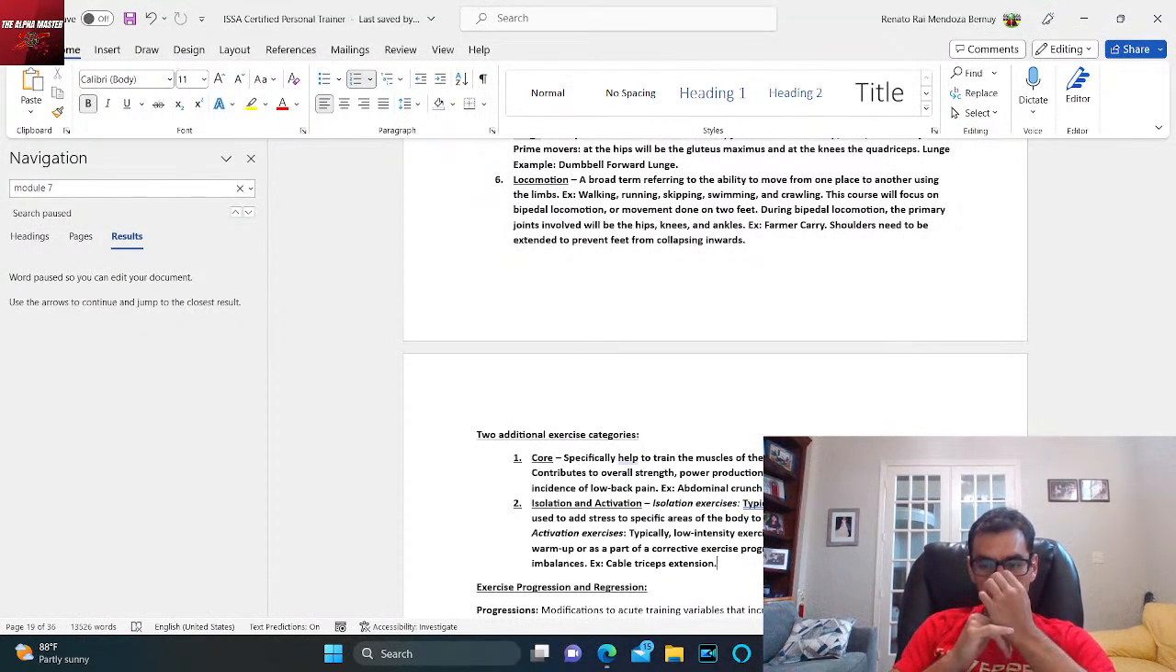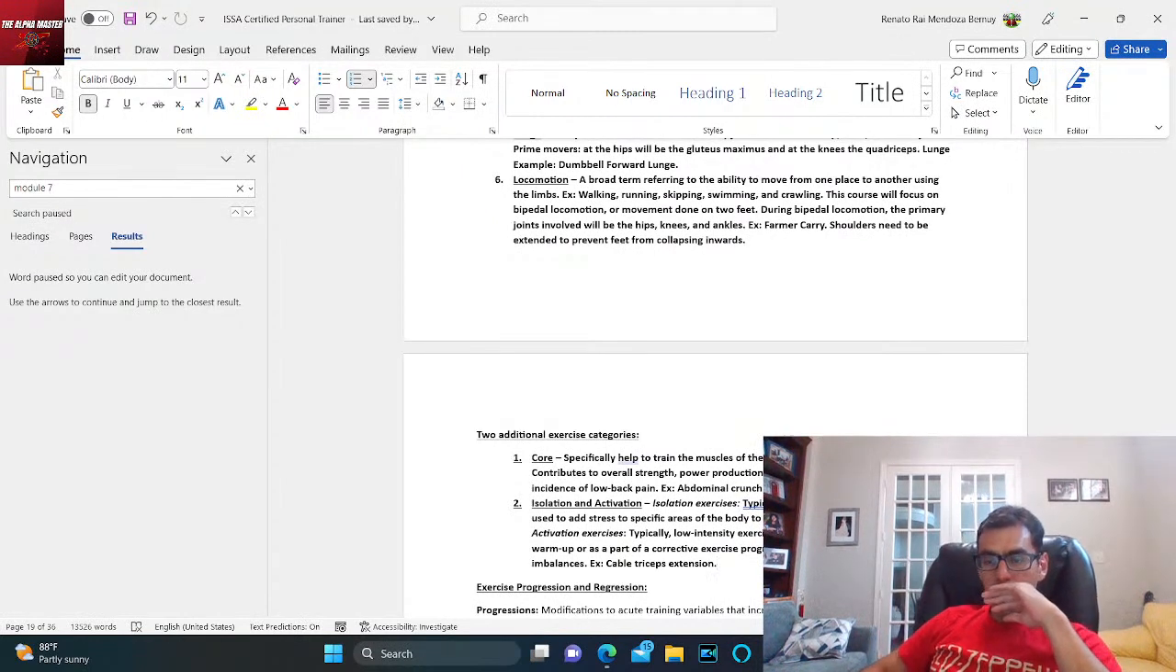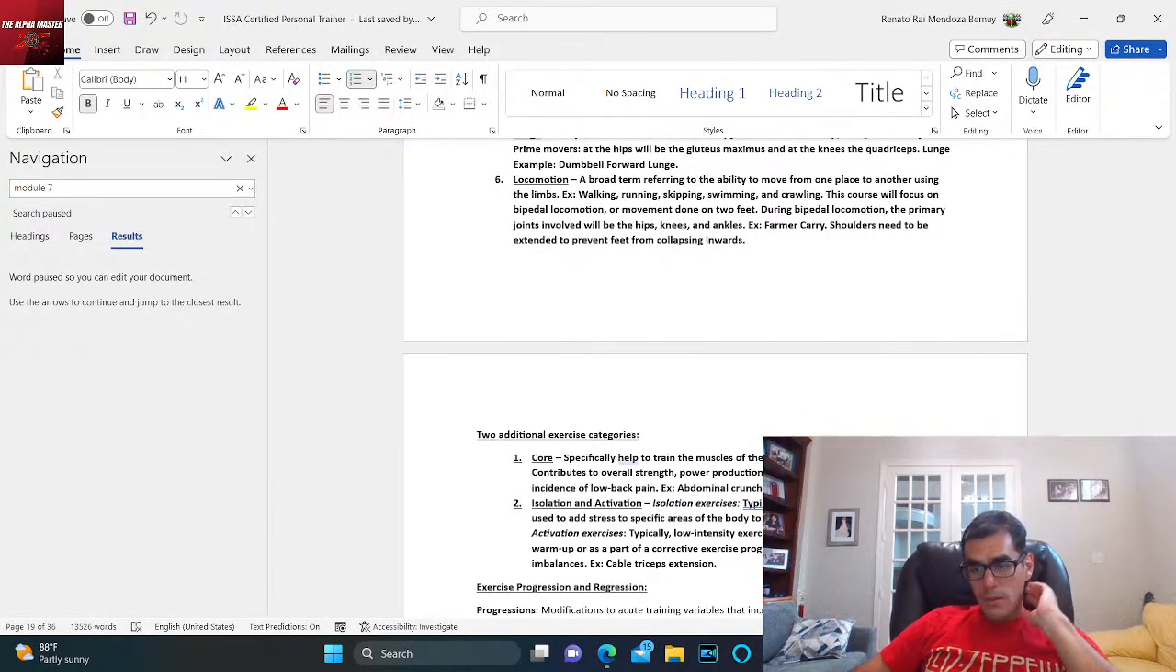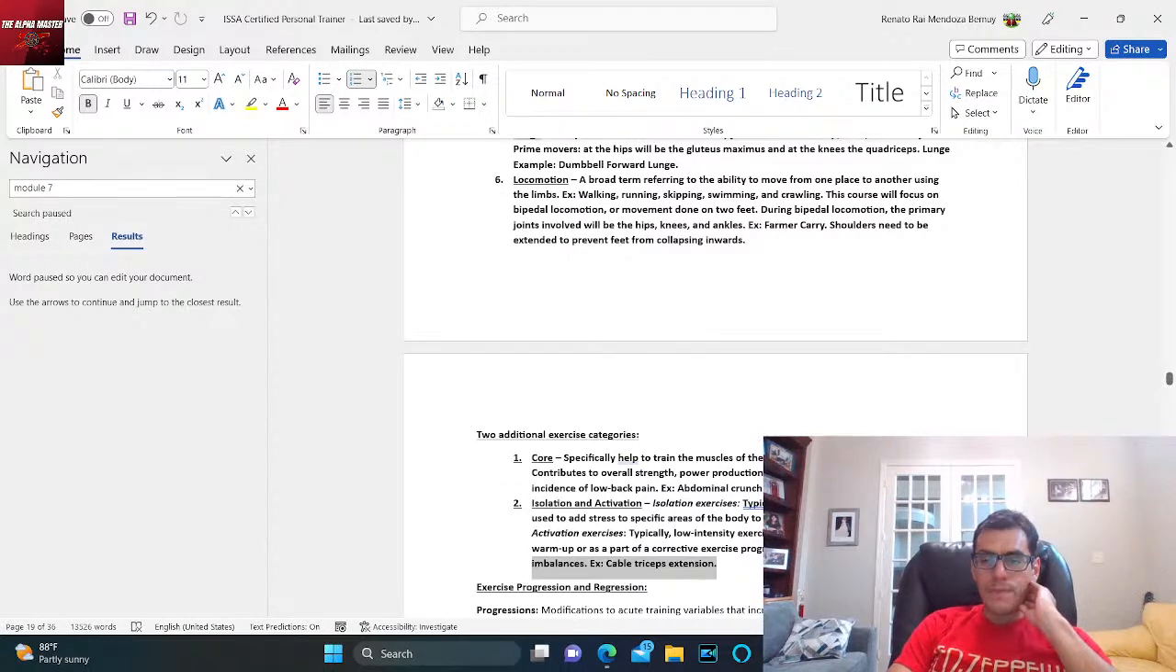Isolation exercises are typically single joint movements that can be used to add stress to specific areas of the body to promote hypertrophy, muscle growth. And activation exercises are going to be typically low intensity exercises that can be used as part of a specific warm-up or as part of a corrective exercise program used to improve muscular imbalances. An example is going to be the cable triceps extension.